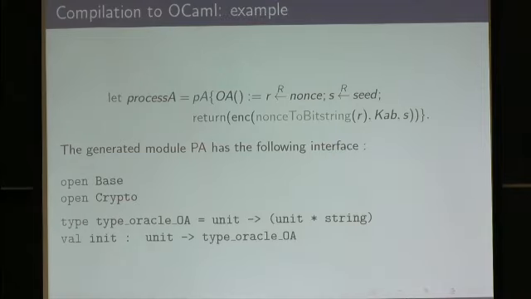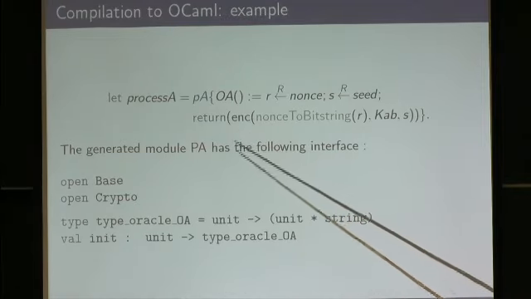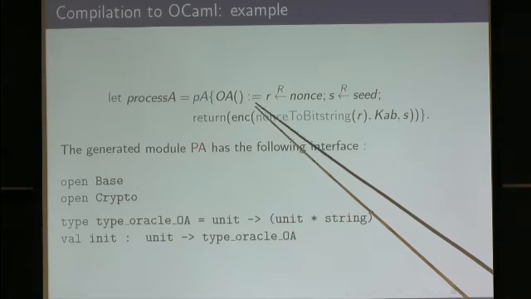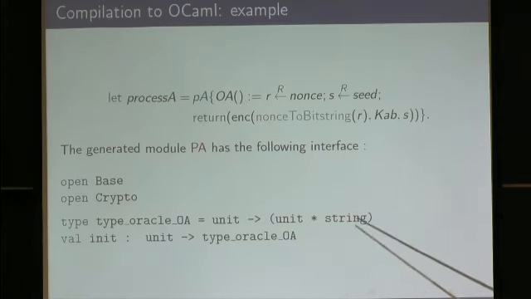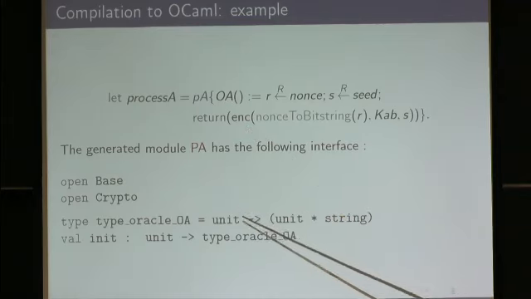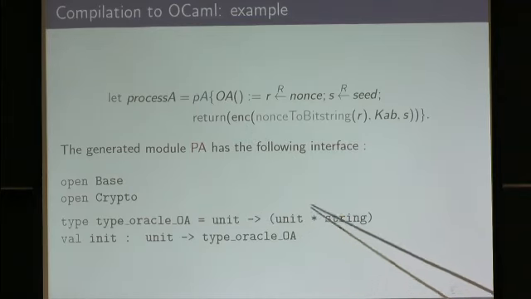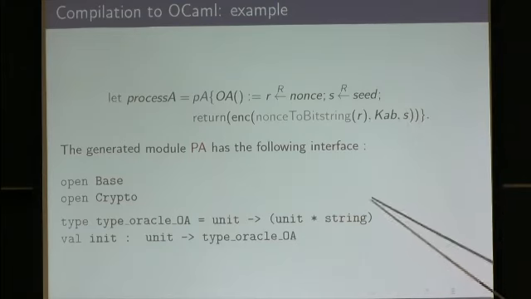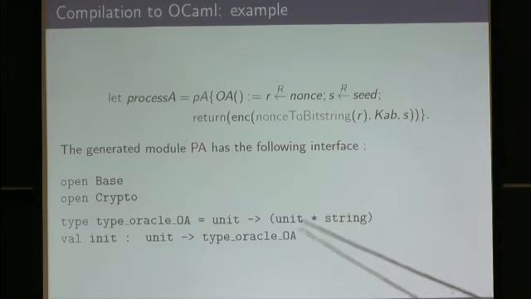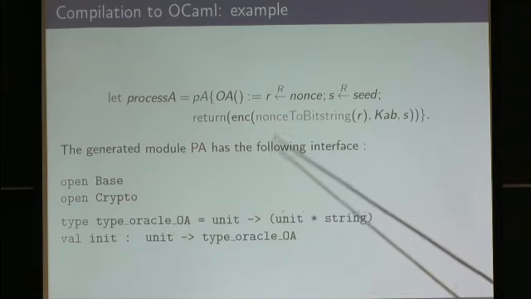So if I take an example for this process A, it's an oracle that takes no argument and returns a bit string, and there's no oracle that follows. In that case, OA has type unit because it takes no argument, unit because there are no functions afterwards, and it returns a bit string. And the function init takes nothing and returns an oracle OA, in fact.